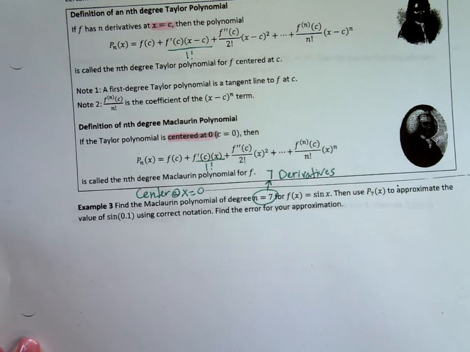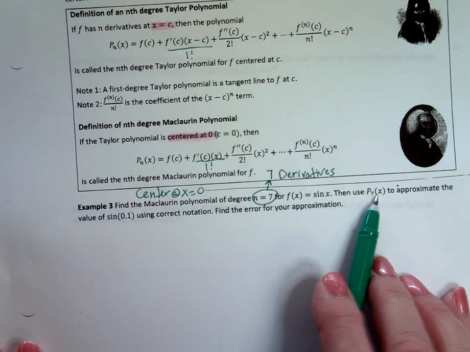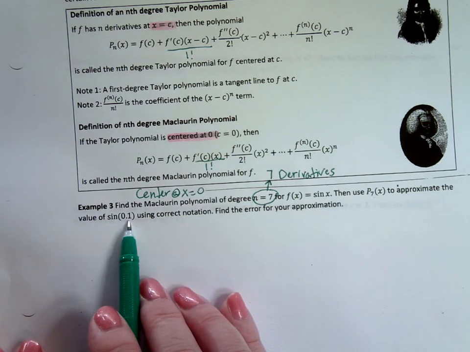Remember back in the day of Calc AB when you thought there was only 1 derivative? Yeah, we got to do 7 of them, for this function, the sine of x. Then use the polynomial you generate to approximate the value of 0.1 using correct notation.